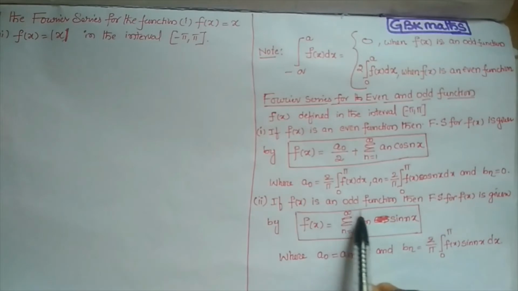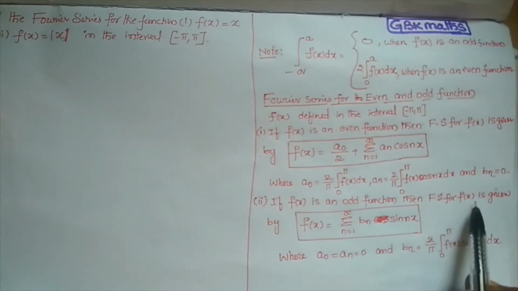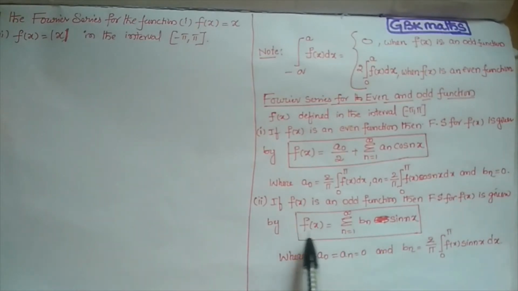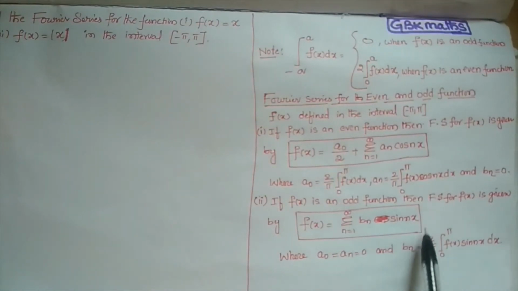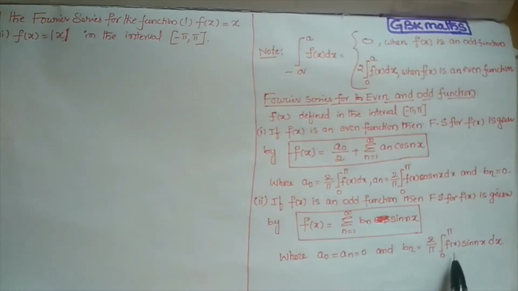Similarly, if f of x is an odd function, then the Fourier series for the function f of x is given by f of x is equal to summation n is equal to 1 to infinity bn into sin nx, where bn is equal to 2 by pi integral 0 to pi f of x sin nx dx. Now I am going to take a problem.